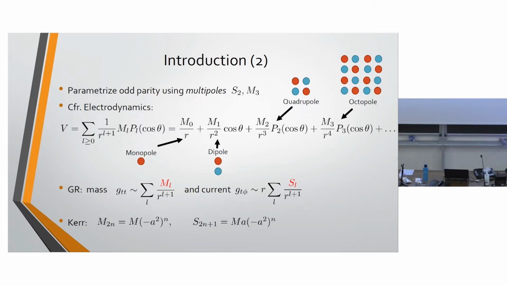And so you can kind of already see it coming. The way to quantify or to parameterize equatorial symmetry breaking is by these multipoles that are 0 for Kerr. And so in particular, I will focus on the leading order ones that break equatorial symmetry, which are exactly these odd parity ones, S2 and M3. So the current quadrupole and the mass octupole.